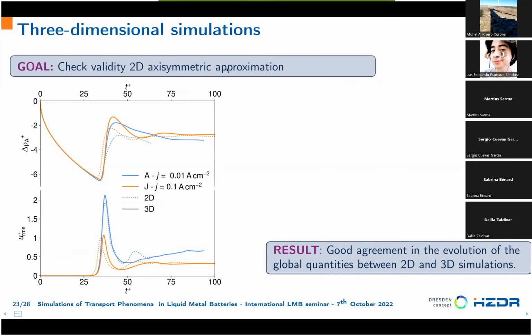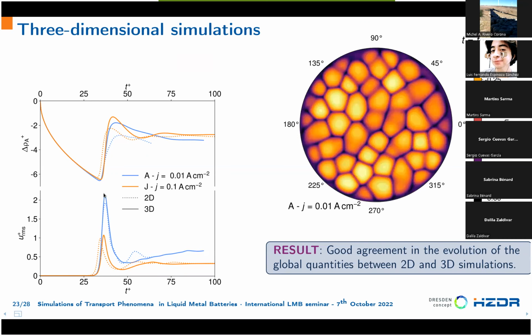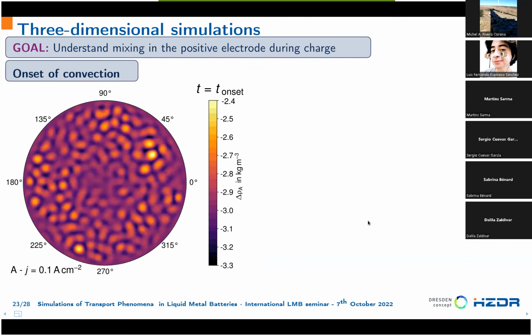So first we want to check the validity of our 2D axisymmetric approximation. And we see here the continuous lines are the 3D simulation and the dotted lines are the 2D simulation. And we observe a very good agreement between both in the concentration differences and in velocity. But if we look, for example, at the maximum here of this curve, we observe that the concentration distribution at the interface is not at all axisymmetric. But we can explain this agreement if we look at the evolution.